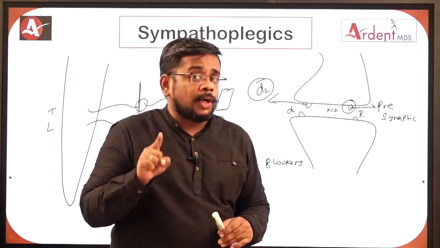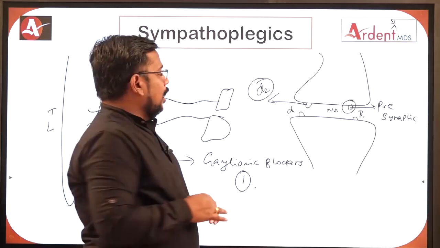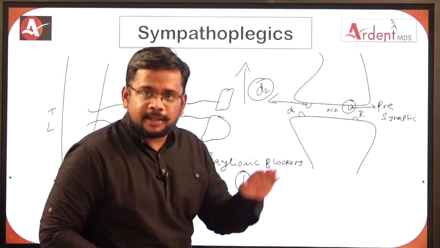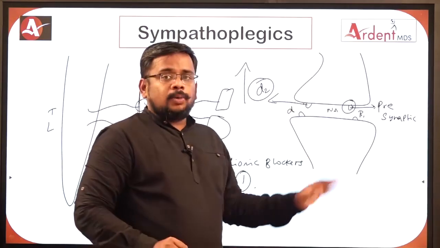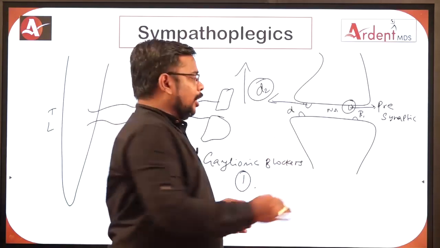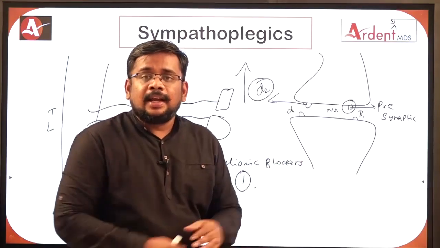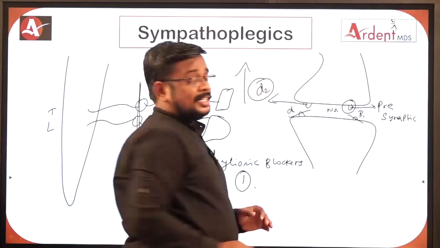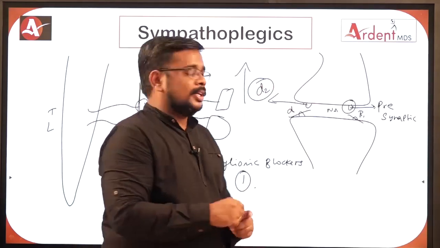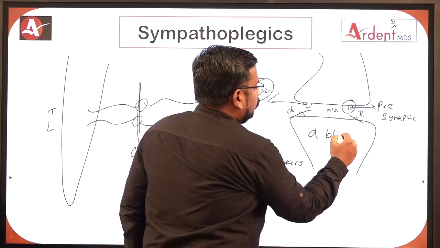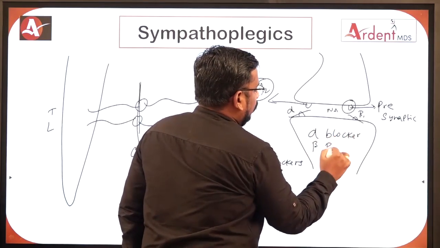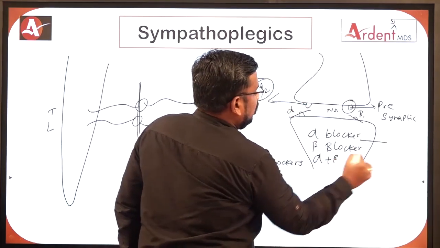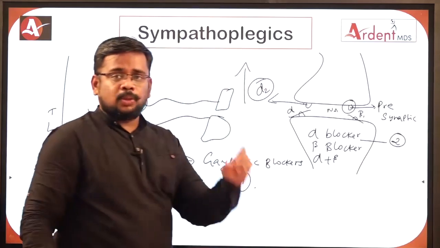So I want to control the sympathetic system. What can I do? I can increase the alpha 2 activity because alpha 2 decreases the sympathetic activity. Alpha 1, beta 1, or beta 2, all these accelerate the sympathetic system. So I have to inhibit the postsynaptic receptors by giving an alpha blocker or beta blocker, or both alpha and beta blocker. This is the second way to go for sympathoplegics.